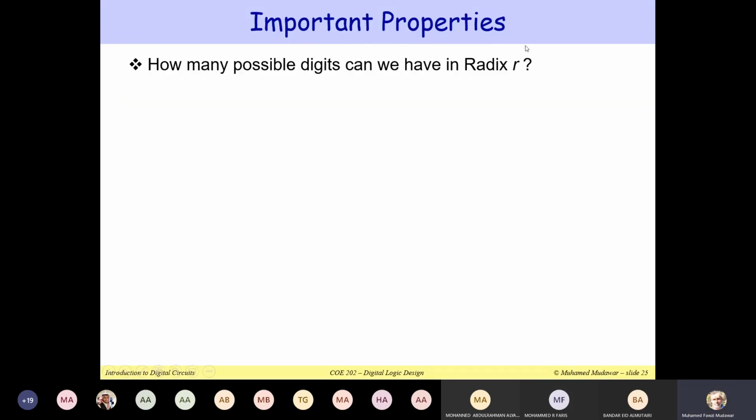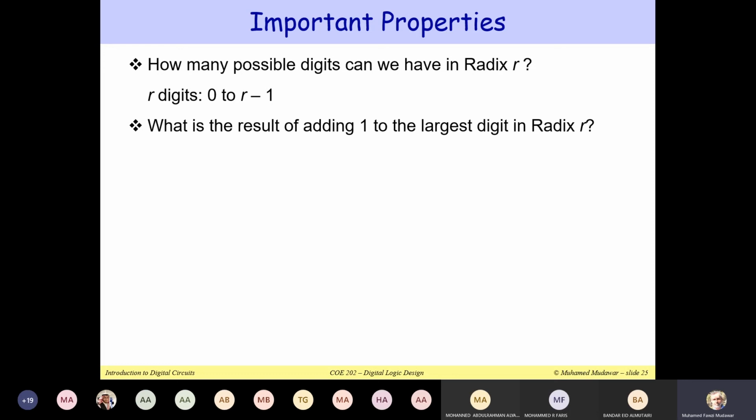So there are some important properties that we need to know about number systems. So the first question is, how many possible digits can we have in radix R? Pick any radix R. What is the number of possible digits? R, exactly, R digits. What are these? 0 to R minus 1. So for example, if we are dealing in binary, we have 2 digits from 0 to 1. If we are dealing in decimal, it will be 10 digits from 0 to 9.